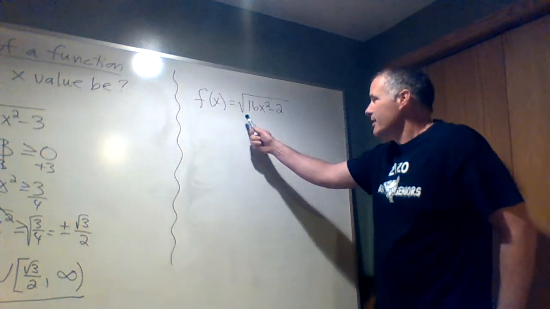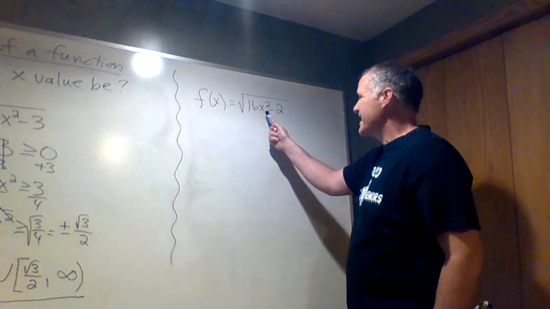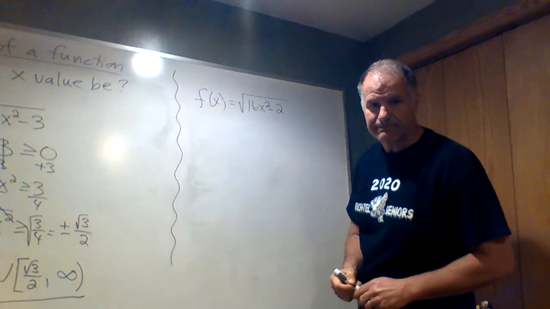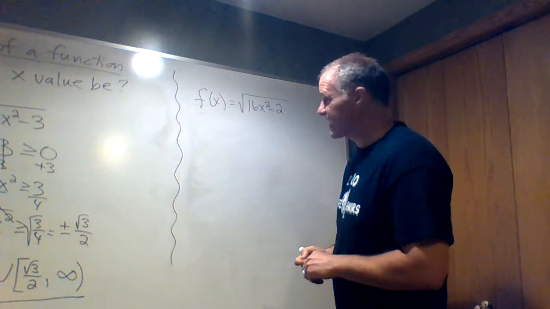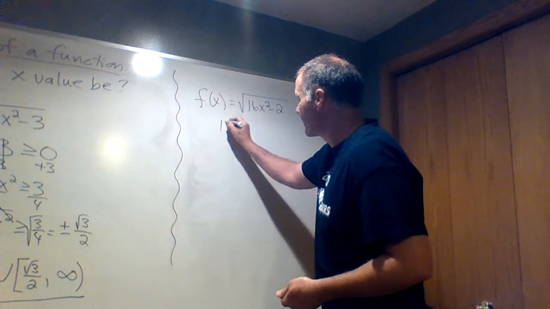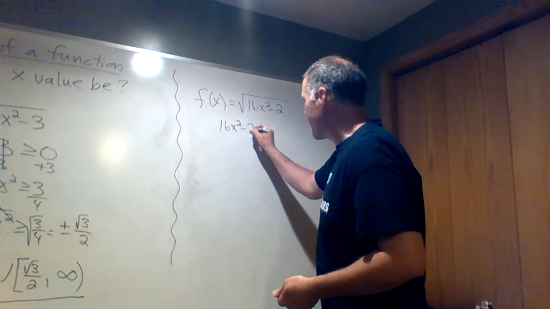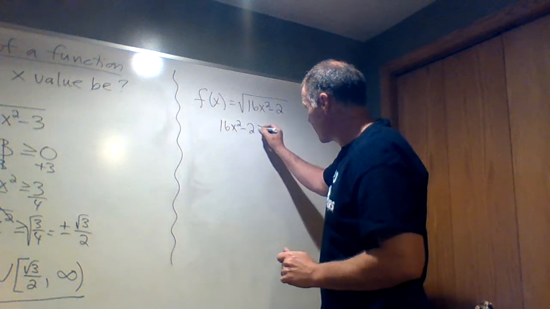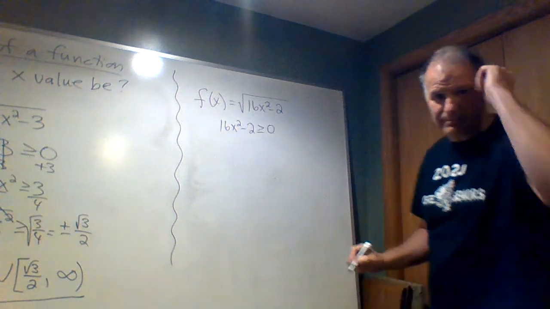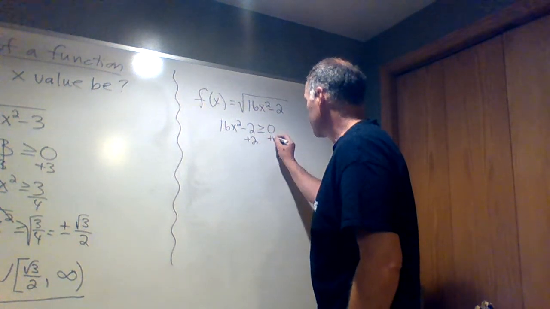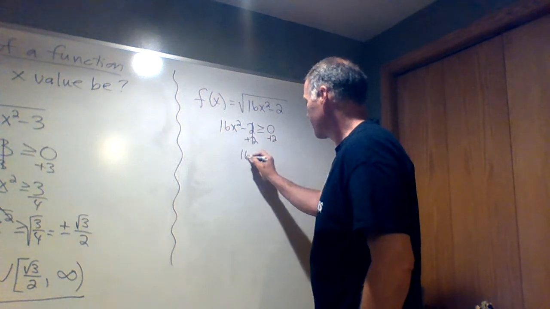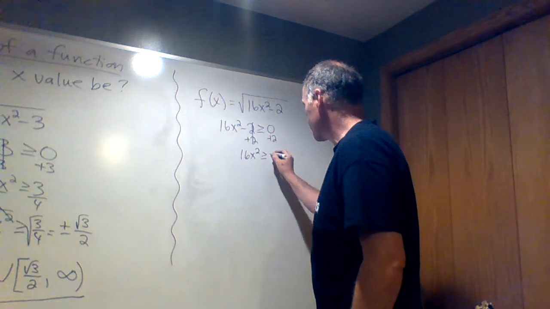Okay, let's do another one together, and then we will do one for your homework. Okay. So we have f of x equals radical 16x squared minus 2. Okay, we want to find the domain. What is x allowed to be? What x values are we allowed to have? So again, take the underneath part of the radical. It's got to be greater than or equal to 0, right? Okay, plus 2 to both sides. 16x squared greater than or equal to 2.